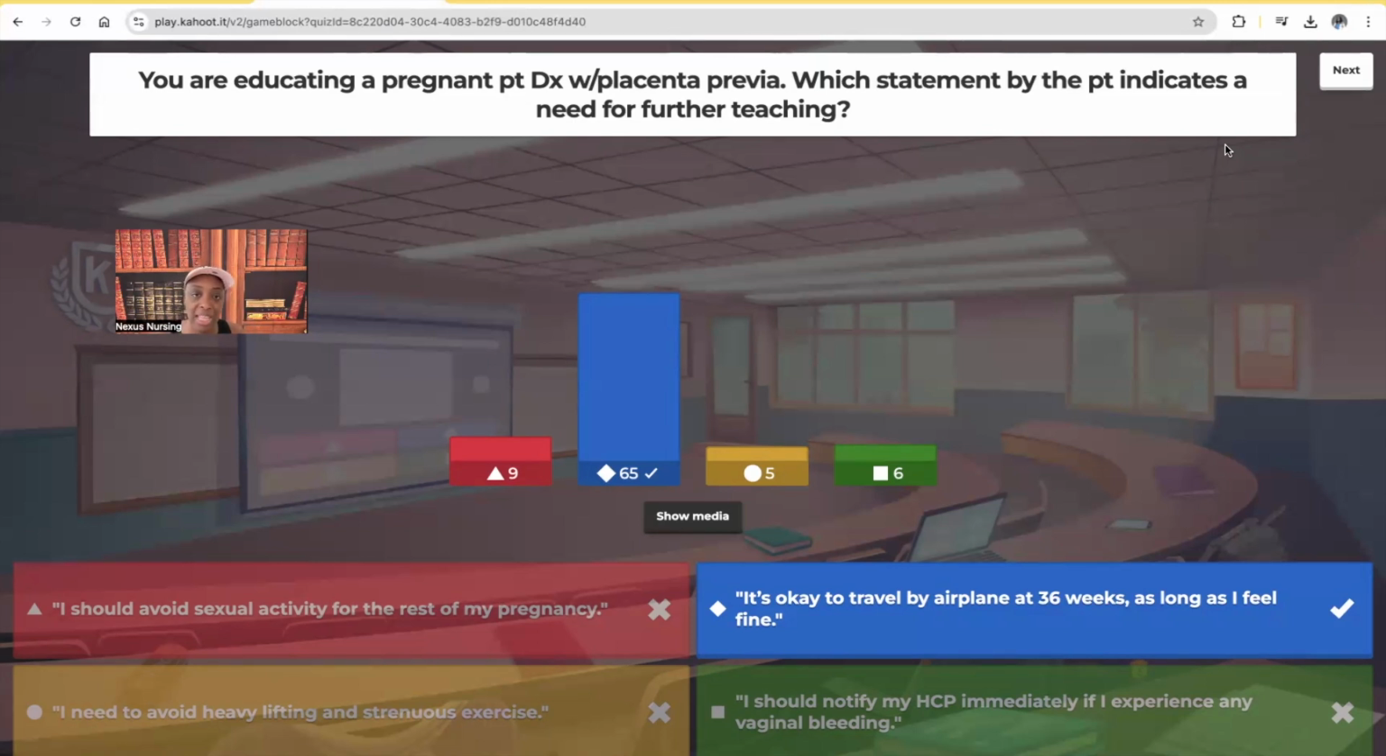We don't want anything that can cause pressure to that area. So no strenuous exercise, no high altitudes, no sexual activity, no heavy lifting, none of that. You are going to be on bed rest. And once you hit around that 37th week and it's safer, guess what? You're going to get that C-section.